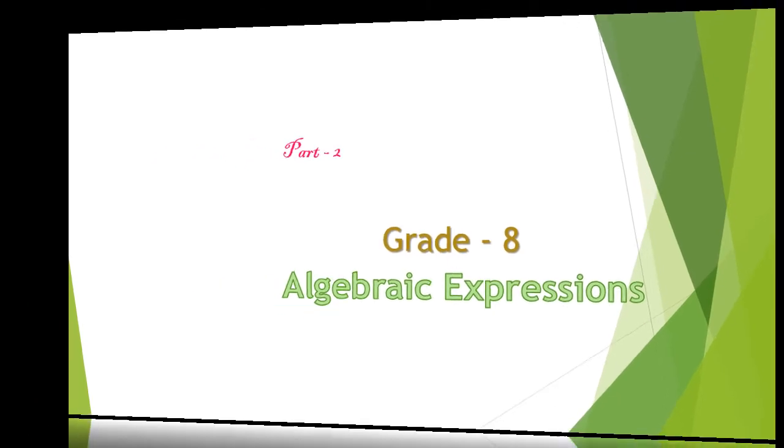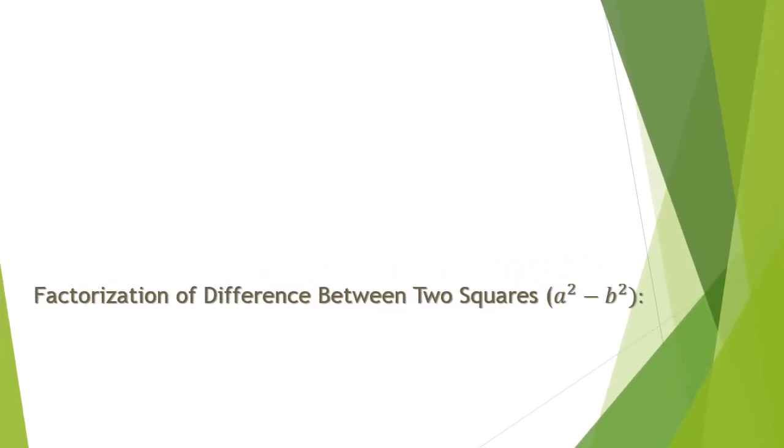Now it's the difference between two squares. The algebraic expressions which are a difference of two squares. Now it is a beginning for a very popular, very useful formula, a square minus b square formula. So let's see what the formula is.